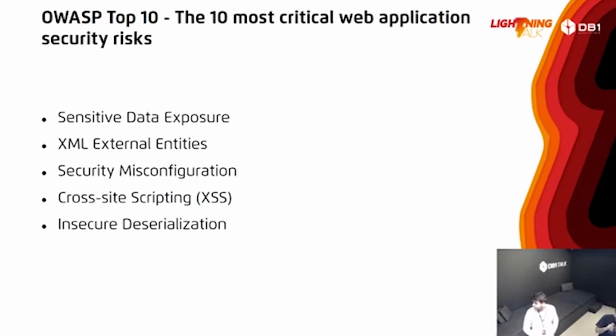Sensitive data exposure. Imagine your application doesn't use HTTPS. Someone with Wireshark can sniff your packets and see a password in clear text. So this is sensitive data exposure. XML external entities. If your application accepts XML input, you may be vulnerable to malicious code being injected through the XML.